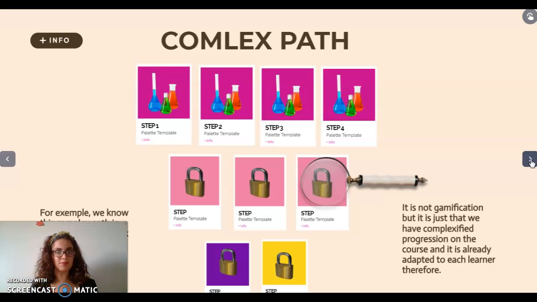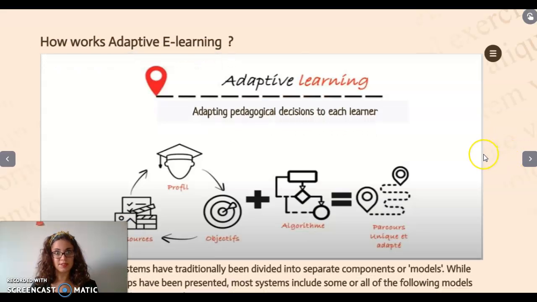It is not the same as adaptive learning, but we can say there are steps before adaptive learning. This path resembles adaptive learning, but it's not the same. And now we will see how adaptive learning works.